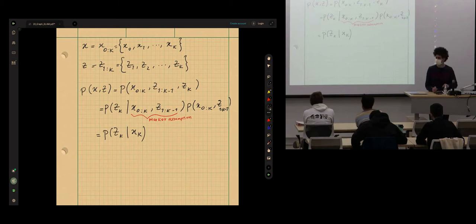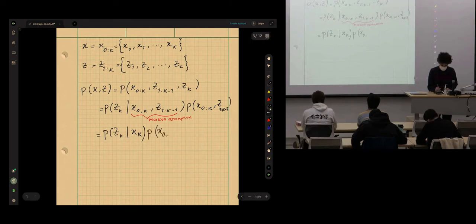Which is familiar to us. This is the measurement model. This is the likelihood model. Times the probability of... Now I'm going to separate xk from this joint distribution. What I get is the likelihood model times, again, I'm going to factorize this.